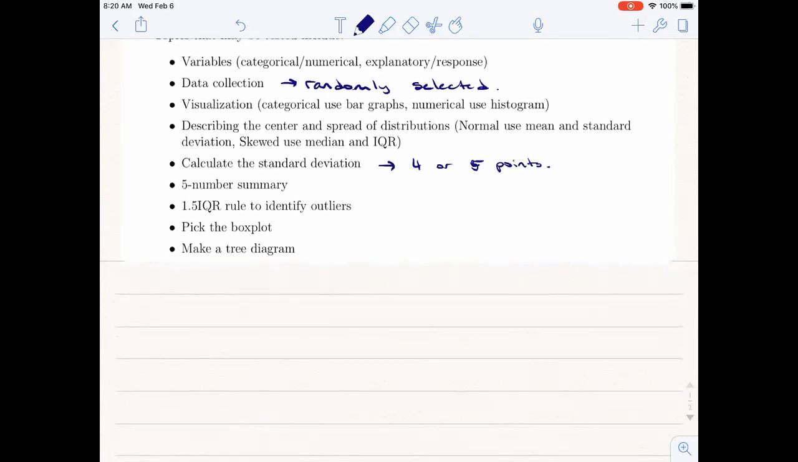Same thing, the 1.5 IQR rule for outliers. Just use the 1.5 IQR rule to find if there are outliers. So you have to find the lower bound and the upper bound. If there are values outside those bounds, you have outliers. You can do this just using a 5-number summary, so practice doing it with just the 5-number summary.